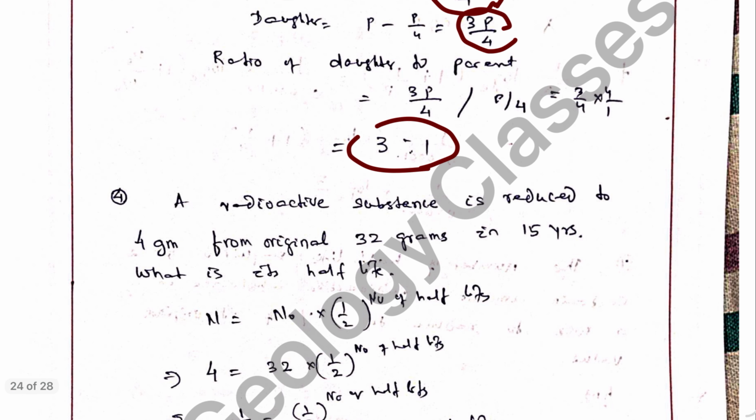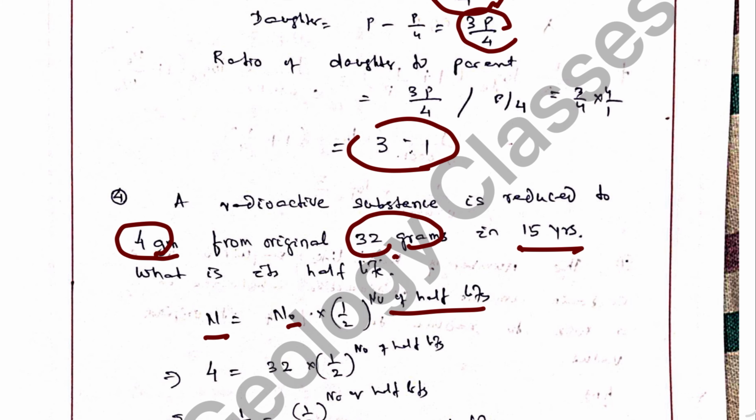A radioactive substance is reduced to 4 gram from original 32 gram in 15 years. So 32 grams is reduced to 4 grams in 15 years. What is the half-life? So N is equal to N0 into half to the power number of half-lives. This is the formula.